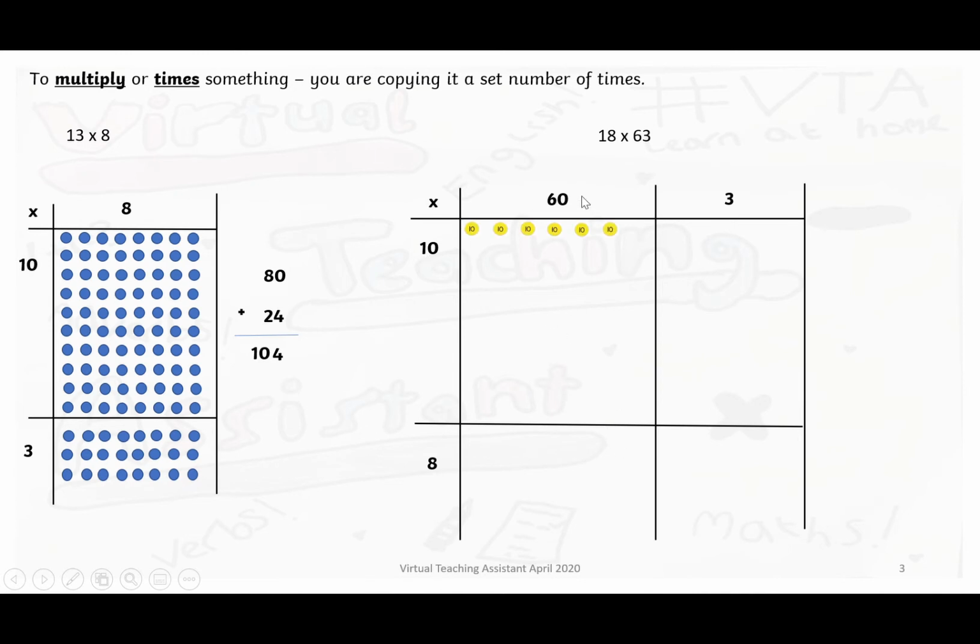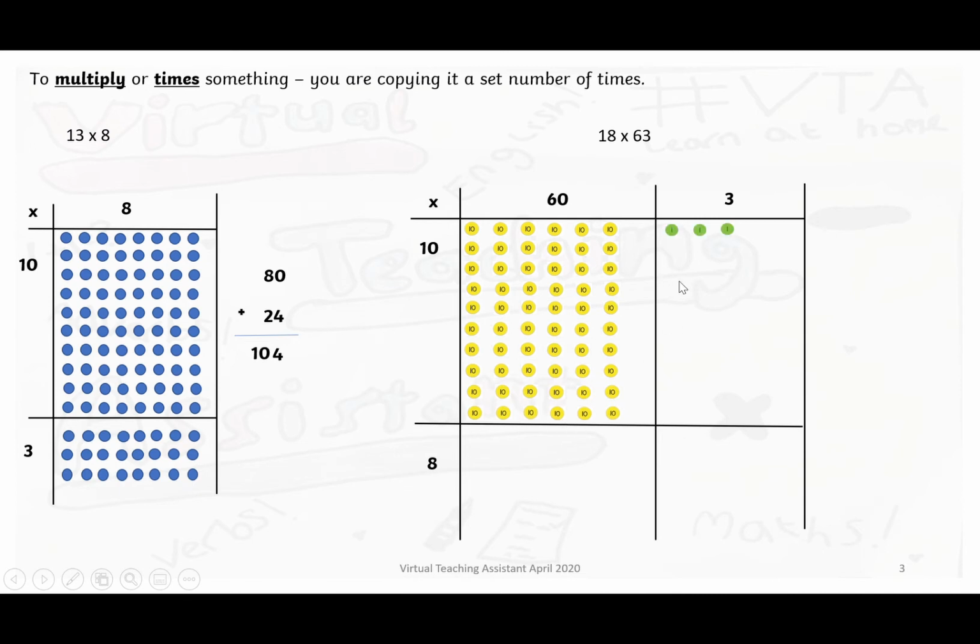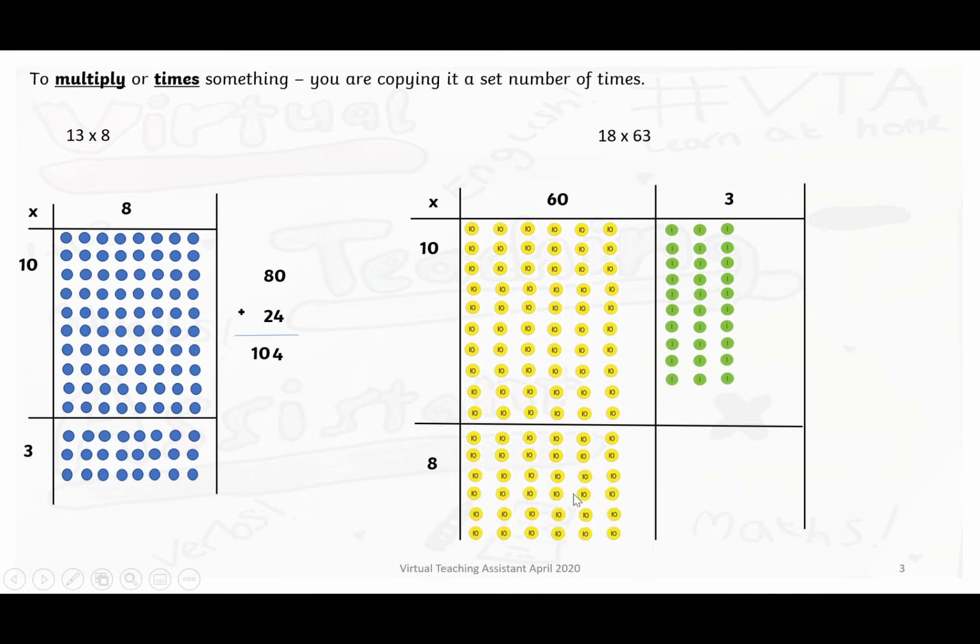So again, I'm going to do 10 lots of 60. So each one here is a 10. Okay, there we go. And now 10 lots of 3. 8 lots of 60. And 8 lots of 3.